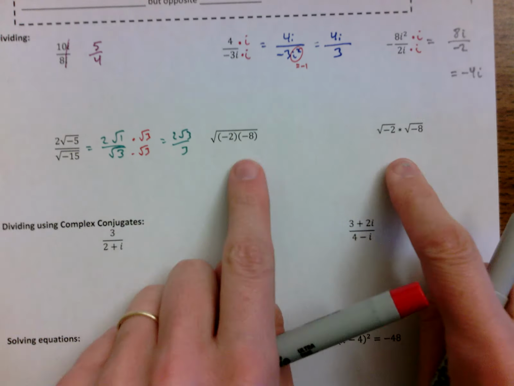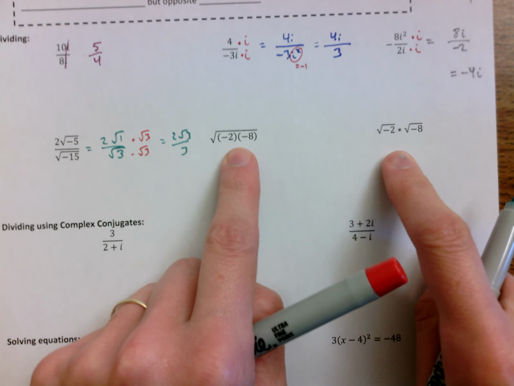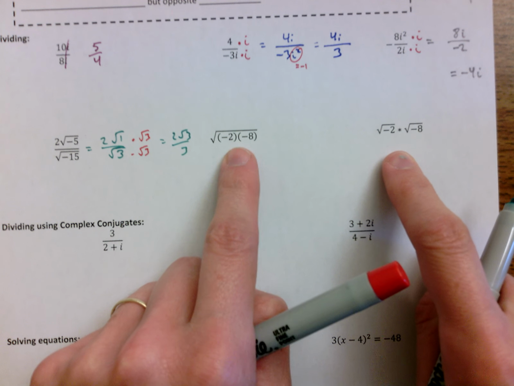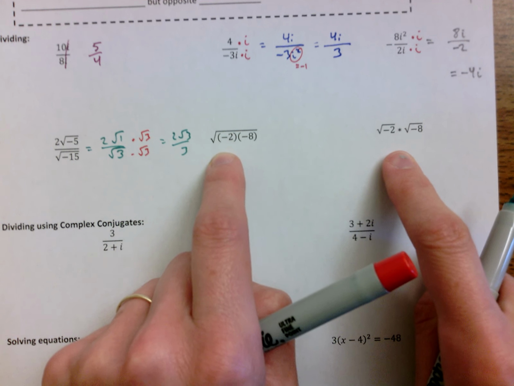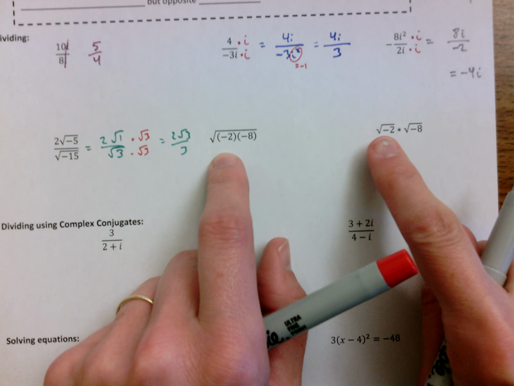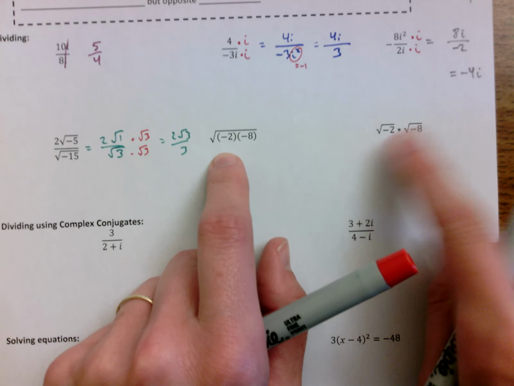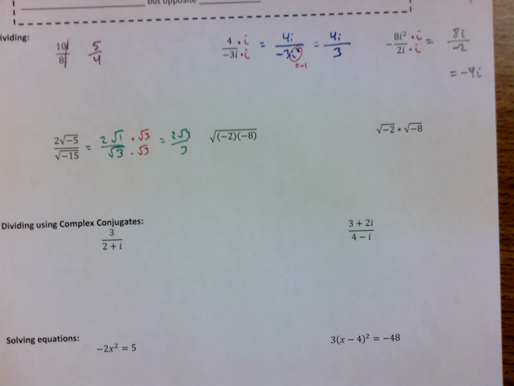All right, these last two, take note of these two problems. They are different. In this one, the multiplication comes first. Order of operations, you multiply first and then do your grouping symbol, which is what the square root is. For this one, order of operations says do the grouping symbols first, the square rooting first, and then multiply. So there's a difference between these two problems.